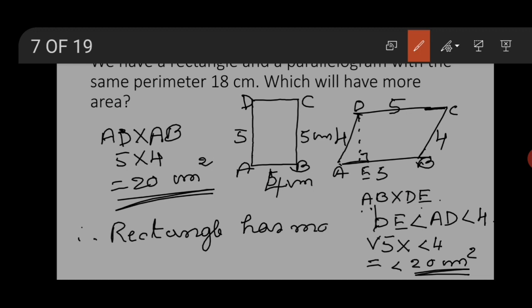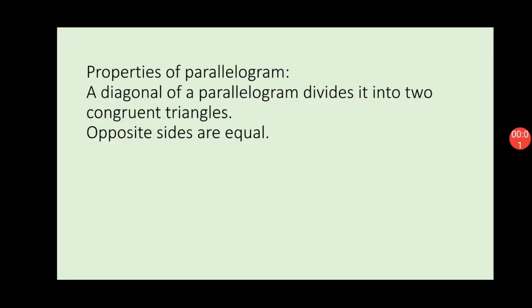Rectangle has more area. Why? Even though their perimeters are the same, a rectangle has more area than a parallelogram, right? That is why we can observe this application in a sweet stall. Generally, the sweet shopkeeper cuts the burfis in the shape of a parallelogram to accommodate more pieces in the tray. See the shape of the burfi the next time before you eat.